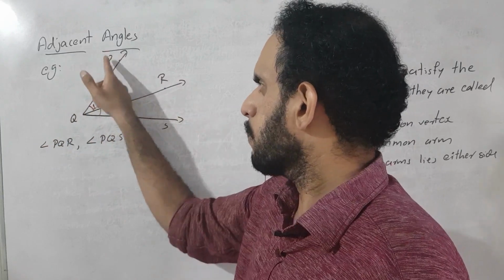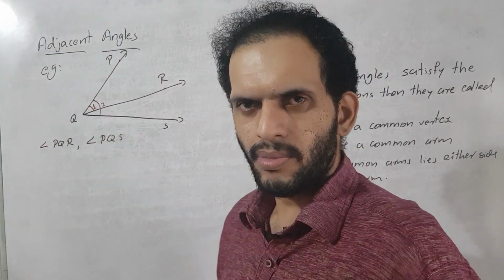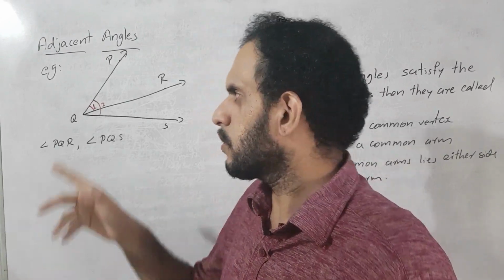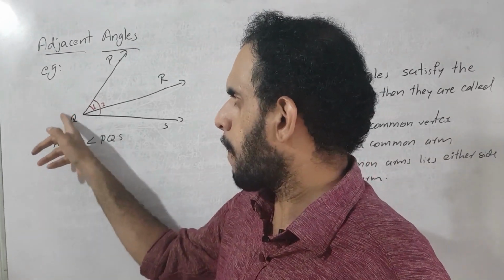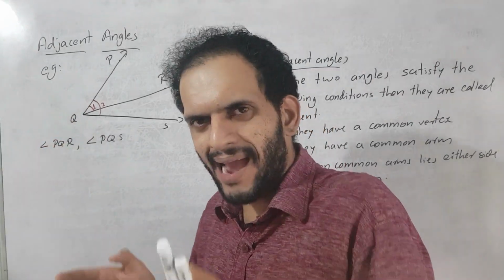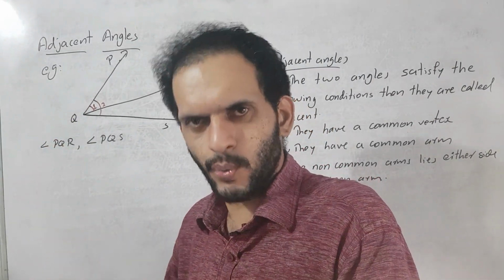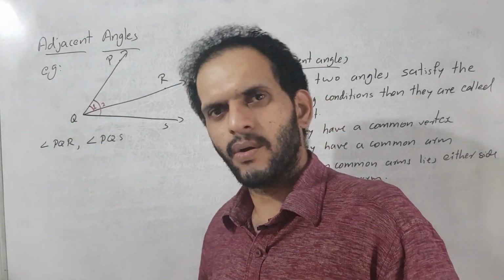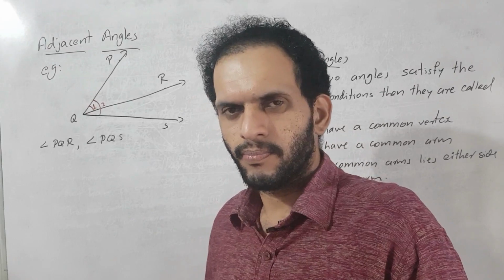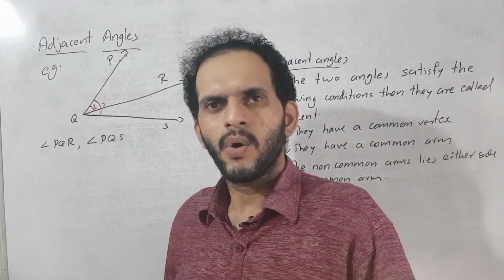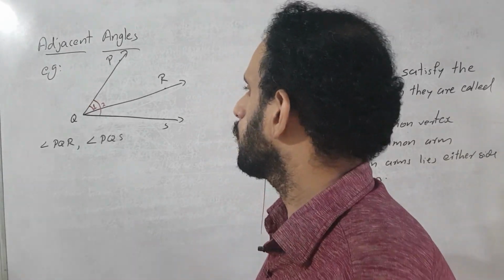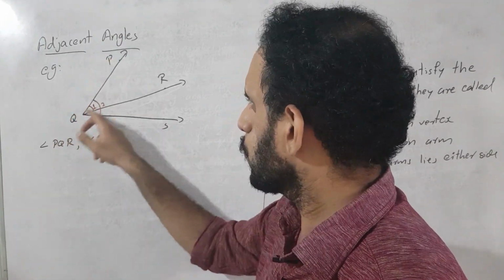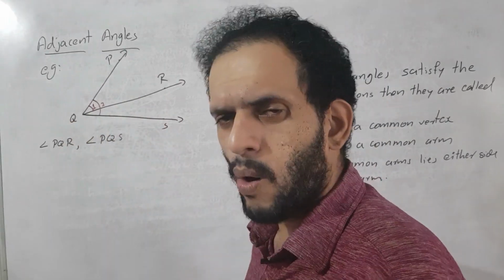PQR and PQS. Yes, they originate from one vertex. What is that? They originate from the vertex Q. Correct, the common vertex. The angles are formed at the same vertex Q. So it's a common vertex. Q is the common vertex. Then next, PQR and PQS have a common vertex.